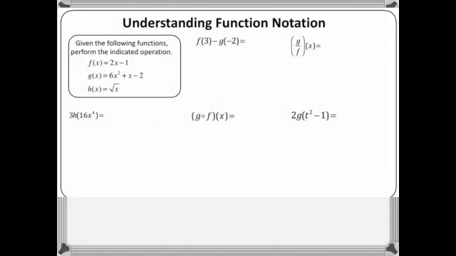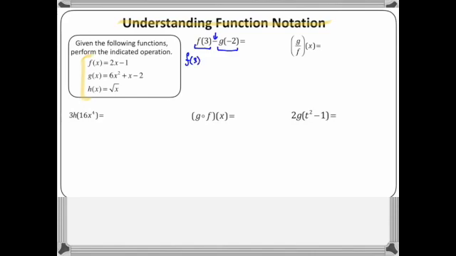All right, so here we go with understanding the function notation. And basically, we're just going to go through some examples of function notation and how it's going to relate to these arbitrary functions that I made up for the sake of the lesson. So this first guy is saying f of 3 minus g of a negative 2. So basically, we want to find out what f of 3 is and g of a negative 2 and subtract those. So let's do that.